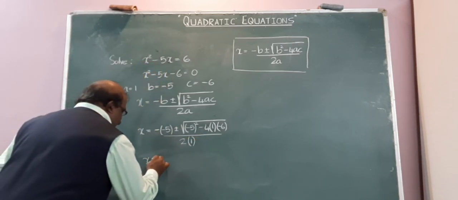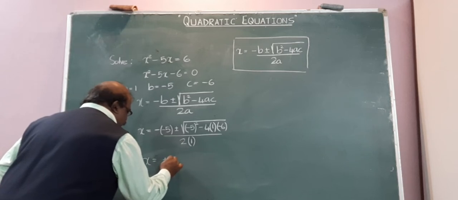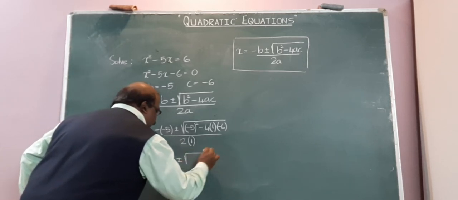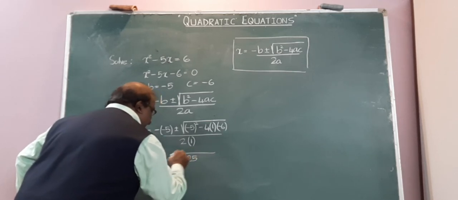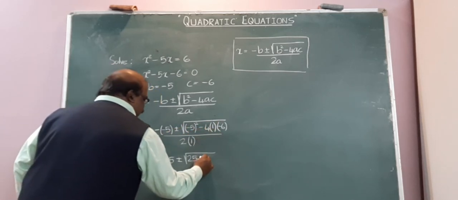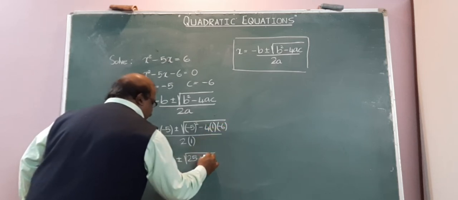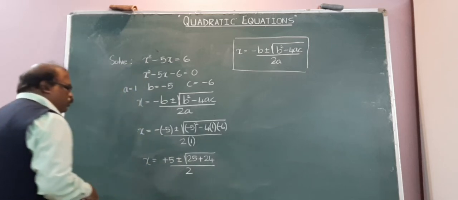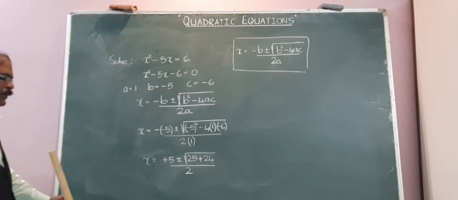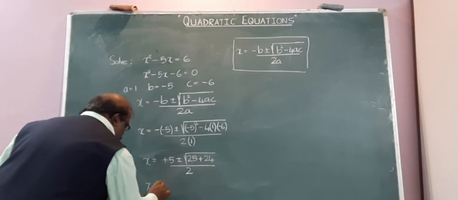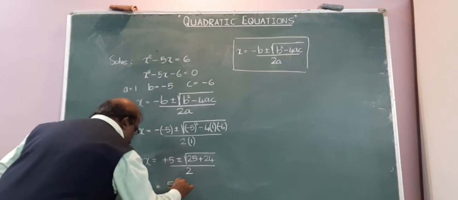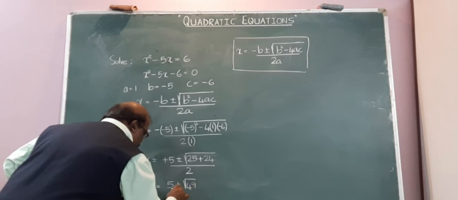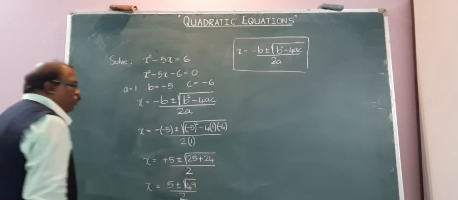So x is therefore going to be equal to minus into minus plus. Minus 5 the whole square, 25, minus into minus plus 4 6 24, upon 2. So what is x? X is equal to 5 plus or minus 49 upon 2.